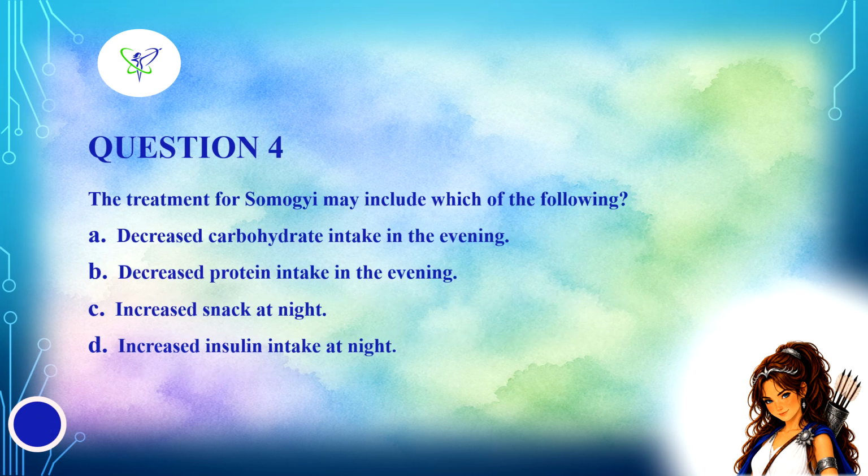Thanks, Artemis. Question 4. The treatment for Somogyi may include which of the following? Decreased carbohydrate intake in the evening. Decreased protein intake in the evening. Increased snack at night. Or increased insulin intake at night. Come on, Artemis. Give us a hint. C. Increased snack at night. Well, that makes sense because people with Somogyi have early morning hypoglycemia around 2 to 3, and the increased serum glucose level is due to the rebound. Thanks, Artemis.